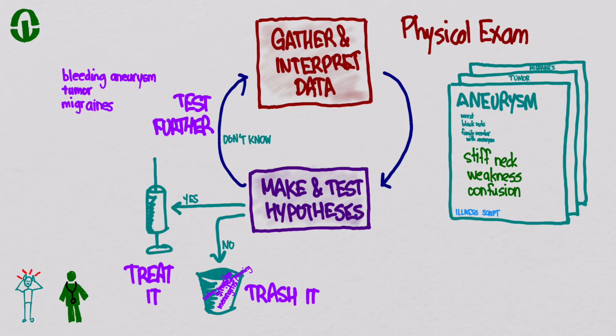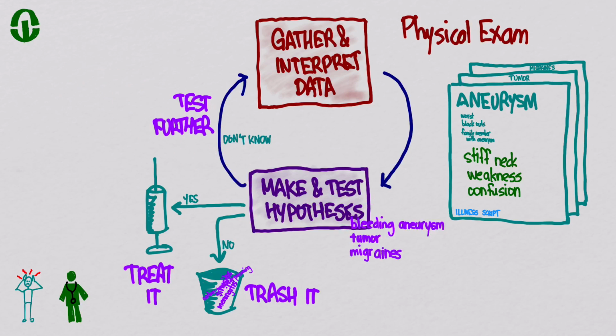And just like each disease had an illness script that said which questions you should ask of the things that the patient may complain of, it also on that illness script has which things you should look for when you're examining the patient. So for an aneurysm, you might look for some of these things, like a stiff neck or they're confused. Tumors and migraines would have other things that you may look for.